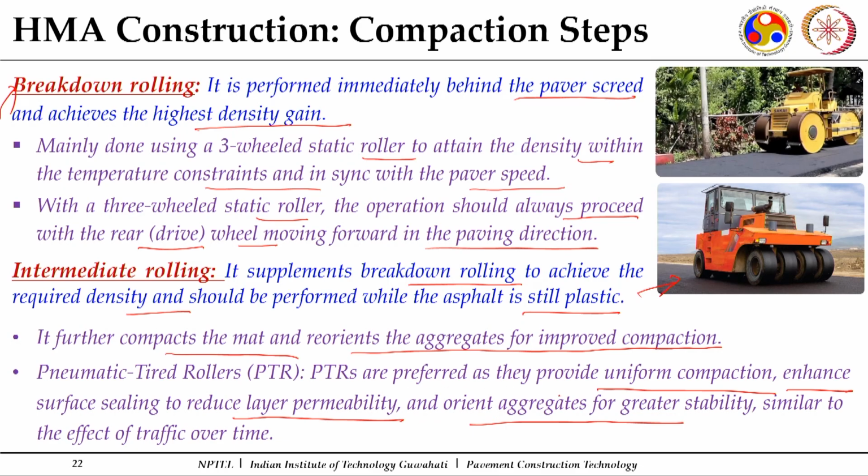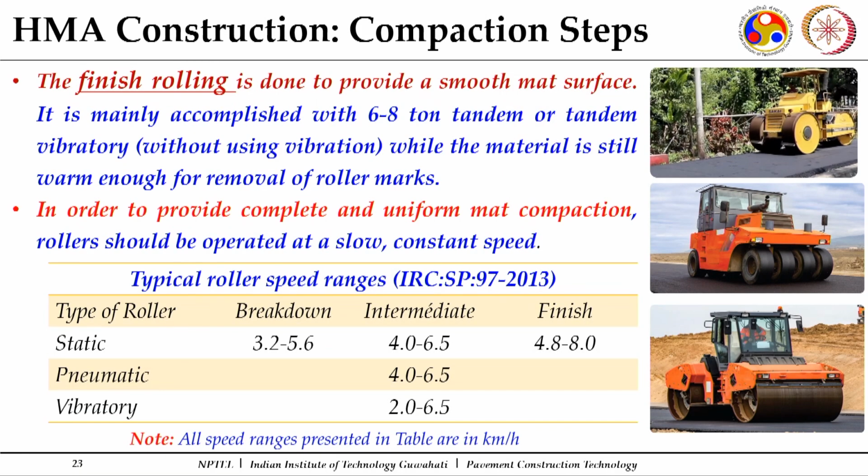So, PTRs are preferred as they provide uniform compaction, enhance surface sealing to reduce permeability, and orient aggregates for greater stability, similar to the effect of traffic over time. So, that is why these PTRs are highly preferred for the intermediate rolling.